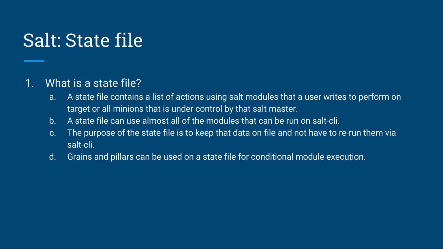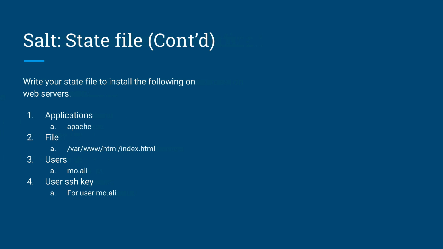Okay, so let's go ahead and review all the stuff that we will be installing via the state file. This is only going to be targeting our web application server right now. So we'll be installing Apache. We'll create a file, index.html, in that designated location. We'll create a user as well as an SSH key for that particular user. All right, so let's go ahead and get started.